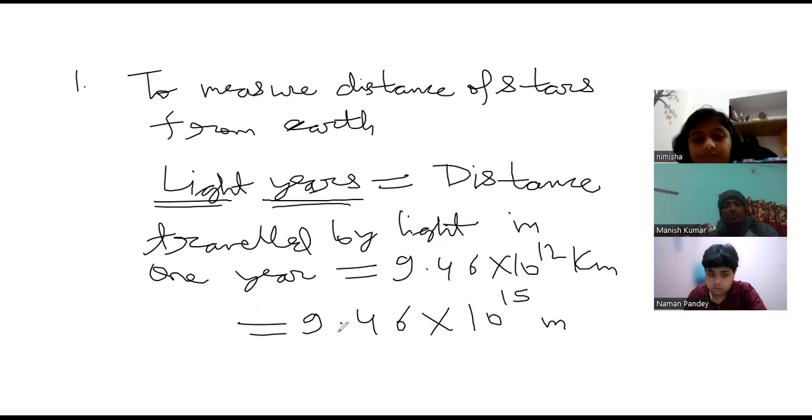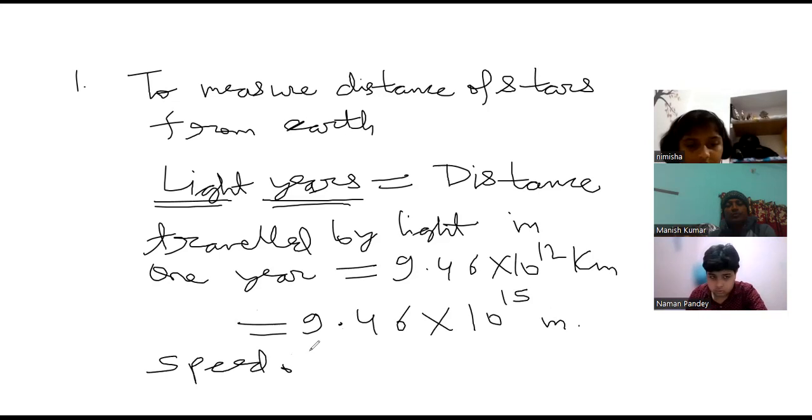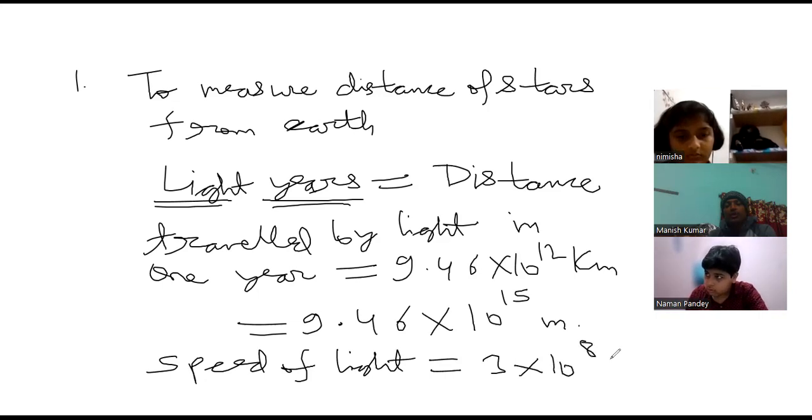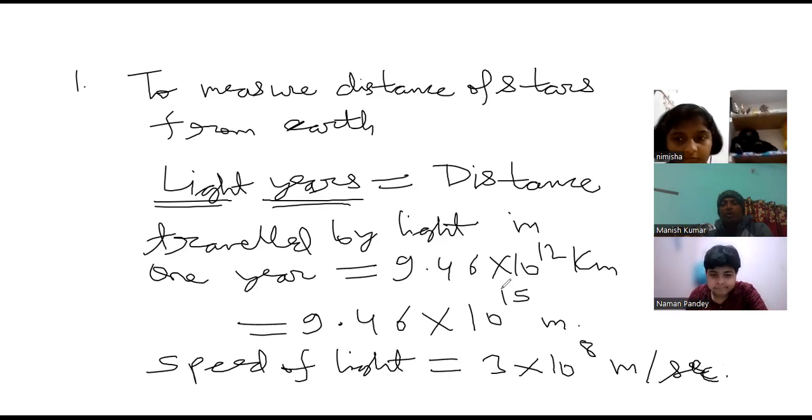And what is the speed of light? Speed of light is equal to 3 into 10 to the power 8 meters per second. Write this also and remember both these values, okay? 1 light year is equal to 9.46 into 10 to the power 12 kilometer, or you can write it as 9.46 into 10 to the power 15 meters.